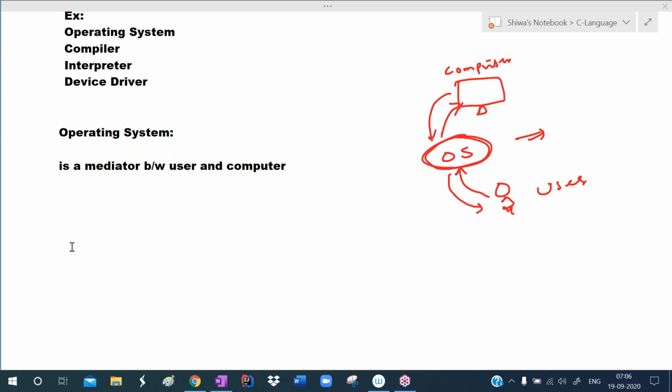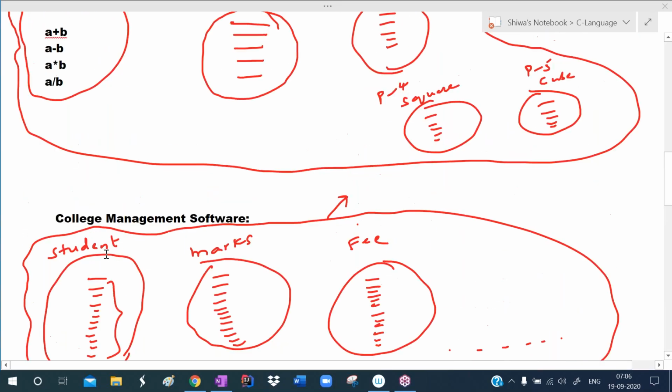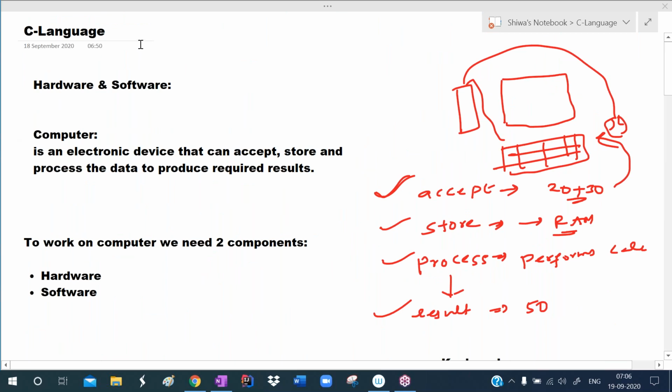Yes. See here. In the previous class, we didn't talk anything about C language. I just gave one simple basic introduction class, that is, what is hardware and software. In today's session, I will explain what are the types of software.